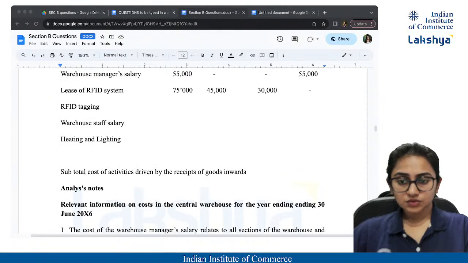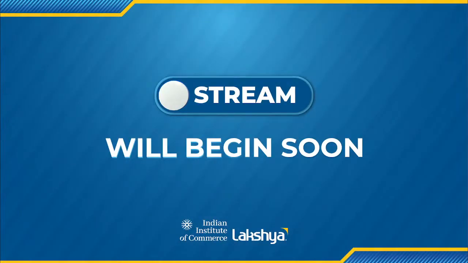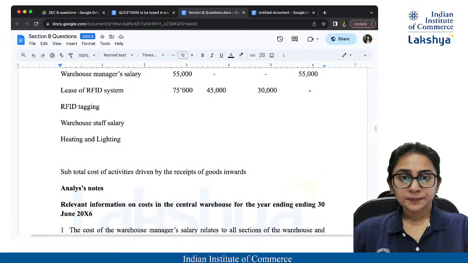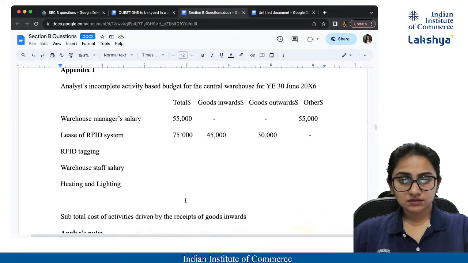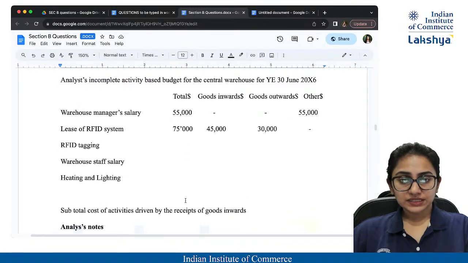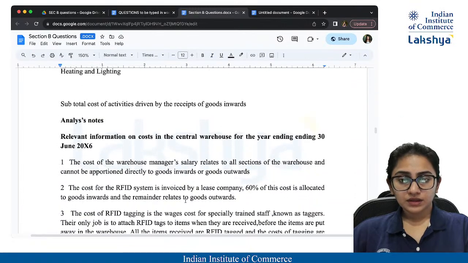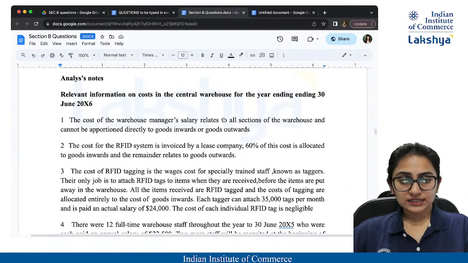Now let's see how this is to be done. Beginning with the question, first let's read Appendix 1. This is the analyst's incomplete activity-based budget for the central warehouse. The analyst notes the cost of the warehouse manager's salary relates to all sections of the warehouse and cannot be apportioned directly to goods inwards or goods outwards.